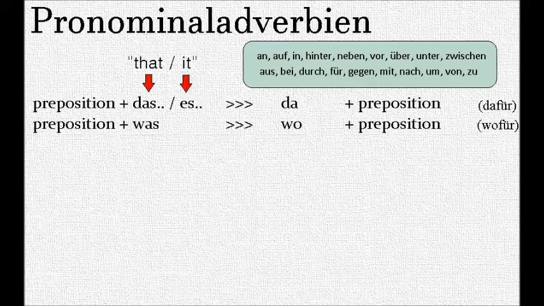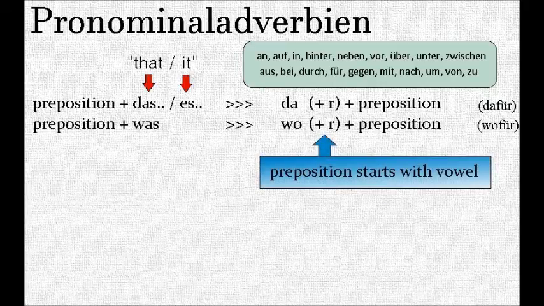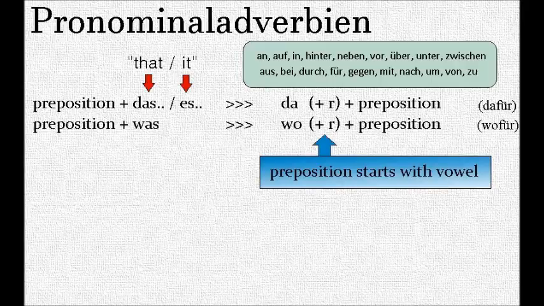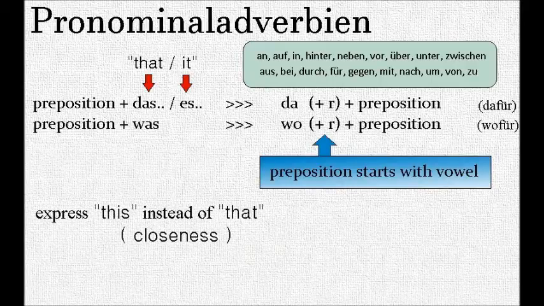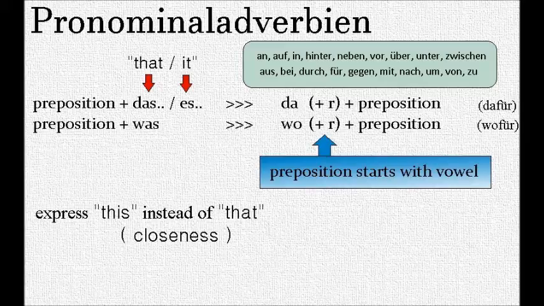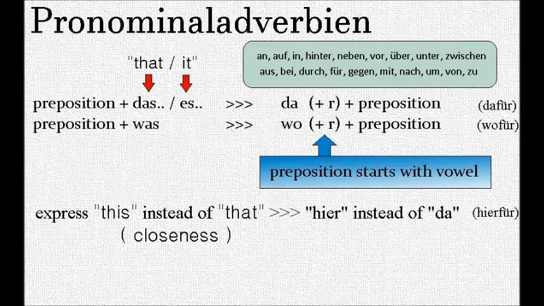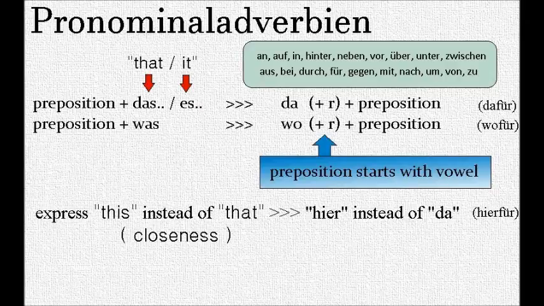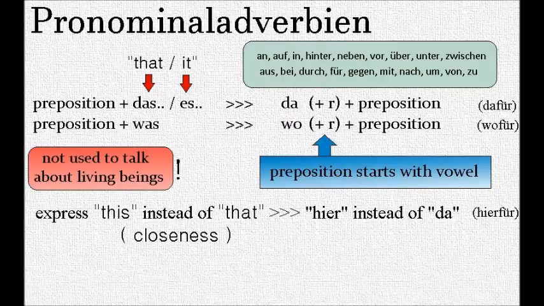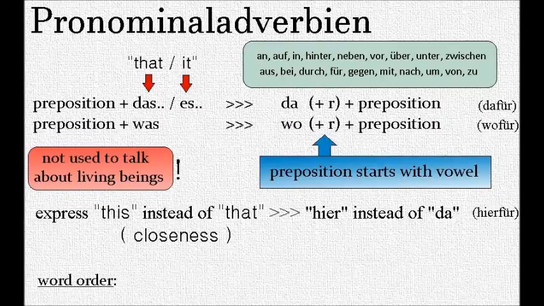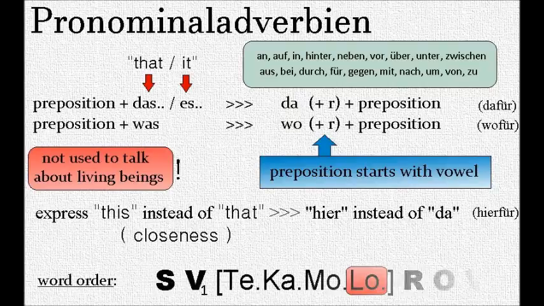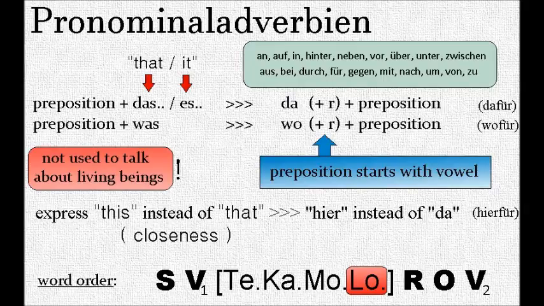If the preposition starts with a vowel, there will be an R in between. If you want to express closeness, like this instead of that, you can use hier instead of da. Prepositional adverbs only refer to things, so you cannot use them to refer to living beings. In the word order, prepositional adverbs with da and hier stand at the locational position. The ones with wo are question words.